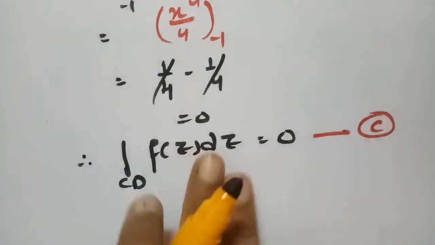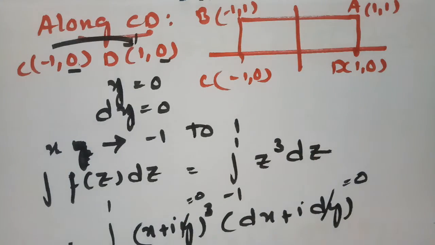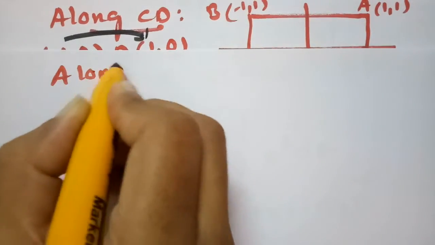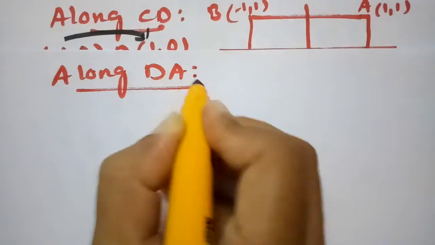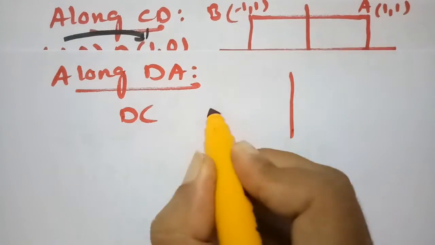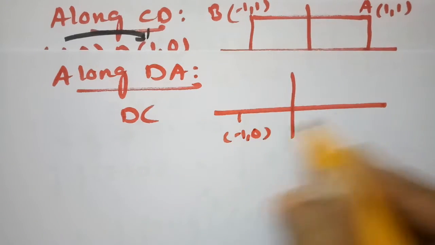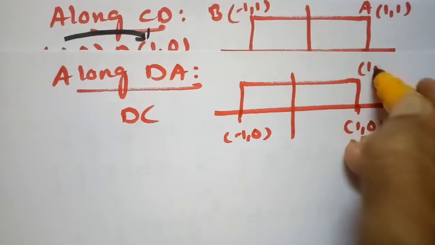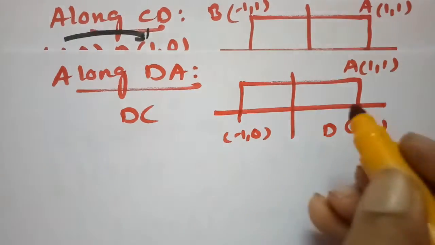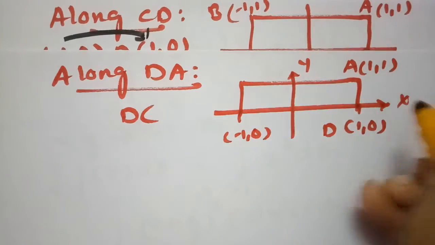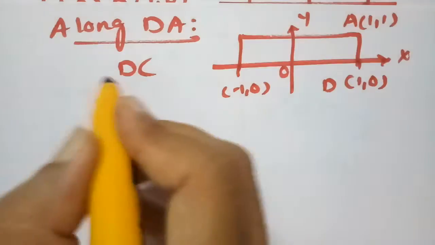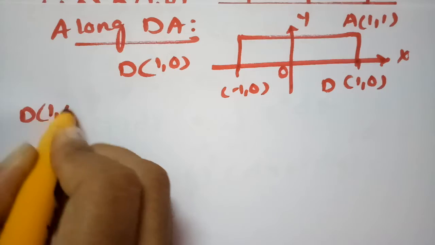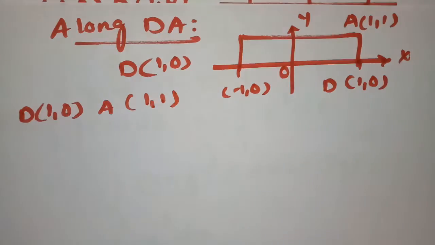And next, coming to the path along DA. See here, along DA. So what is the point D here? In this case, this is minus 1 comma 0, and this is plus 1 comma 0, and this is 1 comma 1. So this is the point A and this is the point D. So this is the y-axis and this is the x-axis, this is the origin. The point D is nothing but 1 comma 0, and the A point is nothing but 1 comma 1.